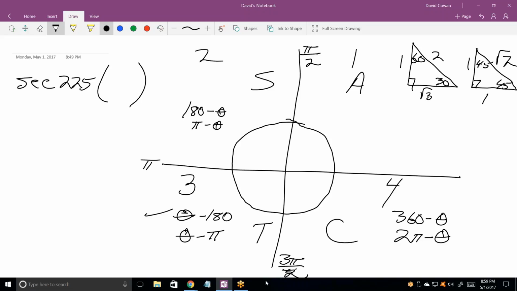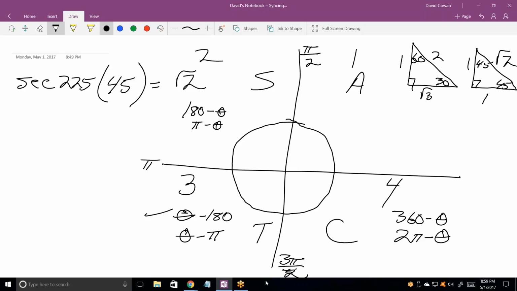This time you use this formula. 225 minus 180. It's 45. Now, go over to your 45 triangle and tell me what the secant of 45 is. Secant of 45 is root 2 over 1. Or is it 1 over root 2? No, you're right. It's root 2 over 1. It's the reciprocal of cosine. Cosine would be 1 over root 2. So secant is root 2 over 1.